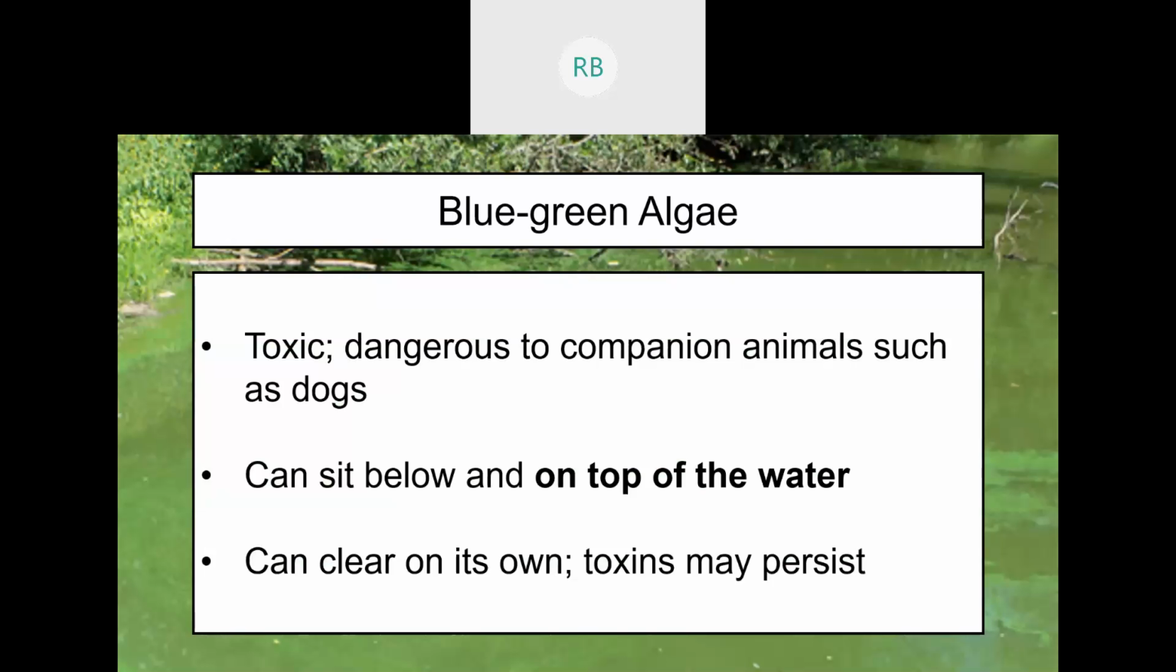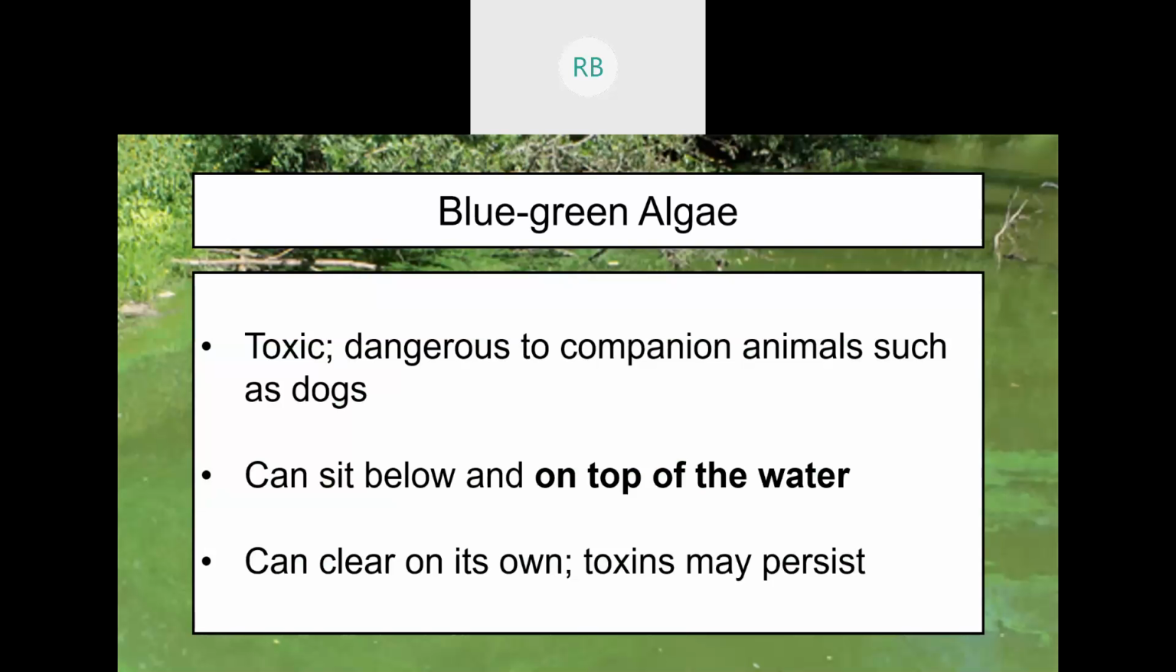You can tell when blue-green algae is present because it can sit below the water, like the Kool-Aid example I gave, and on top of the water. Often, when I'm talking with my clients, I'll refer to it looking like someone dumped green paint on the surface of your pond. You'll also notice a very distinct smell. Your pond will get a kind of sewage smell that will stand out very strongly.